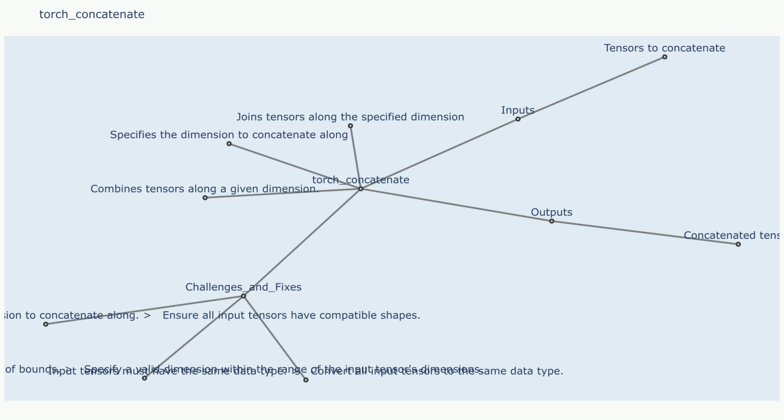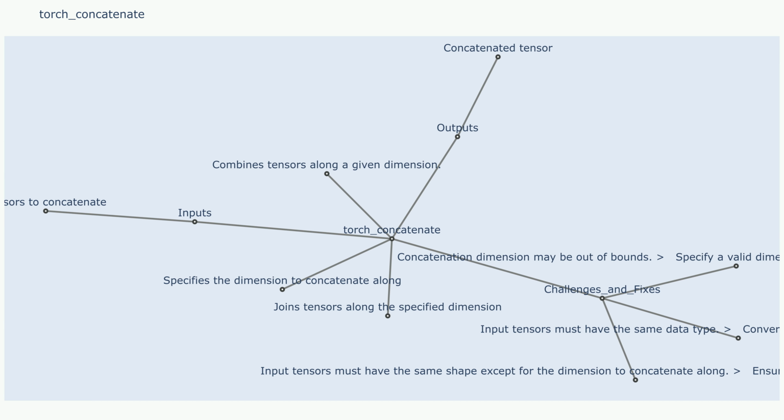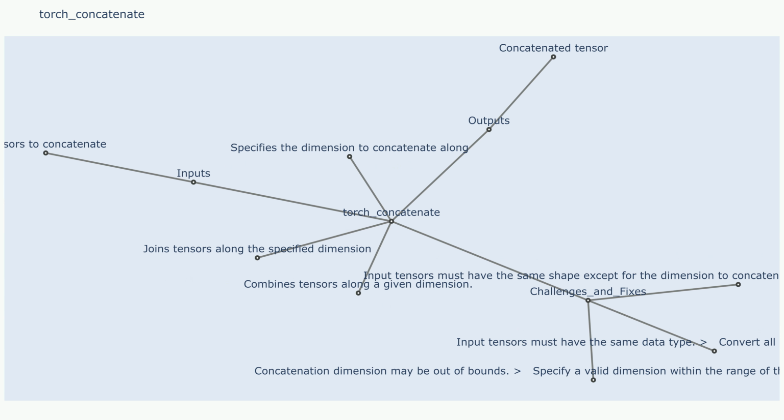Torch concatenate. Description: the torch.cat function is a fundamental operation in PyTorch for concatenating tensors along a specified dimension. It combines multiple tensors into a single larger tensor by stacking them sequentially. Inputs. Input 1: one or more tensors of the same data type. These tensors are the individual pieces that will be joined together.